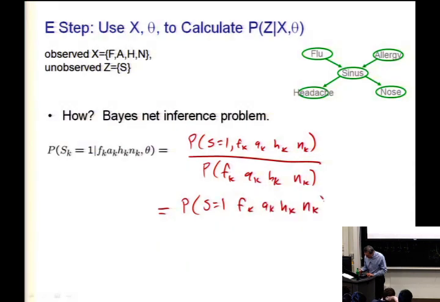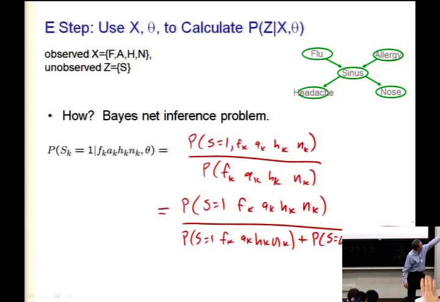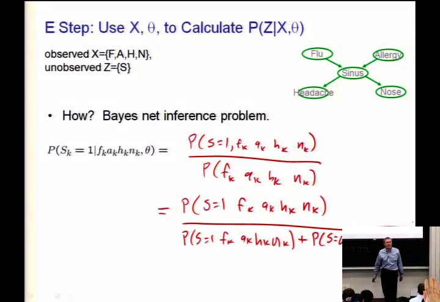Equivalently, we could write that as, what could I put on the denominator instead? I could put this, plus the probability that S is 0, given those same things, and those same things. Because obviously, the denominator I wrote the second time is equal to the denominator I wrote the first time.